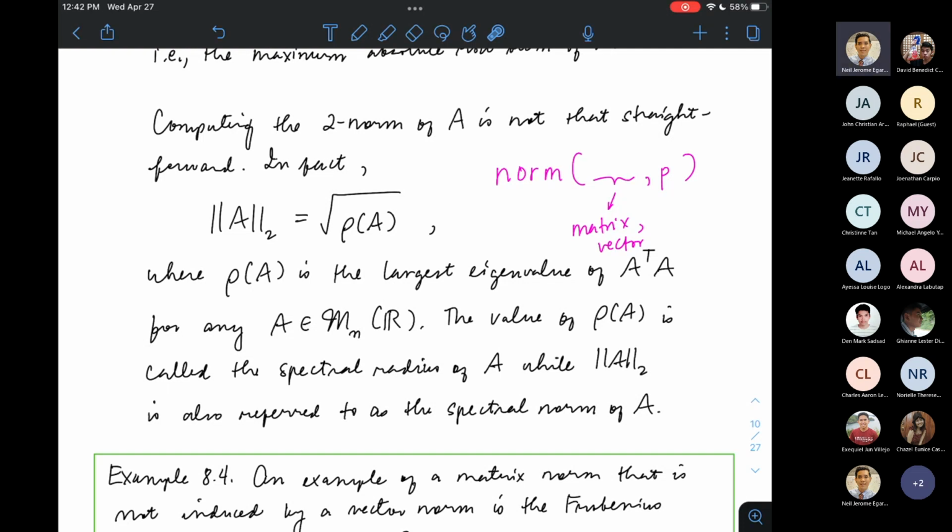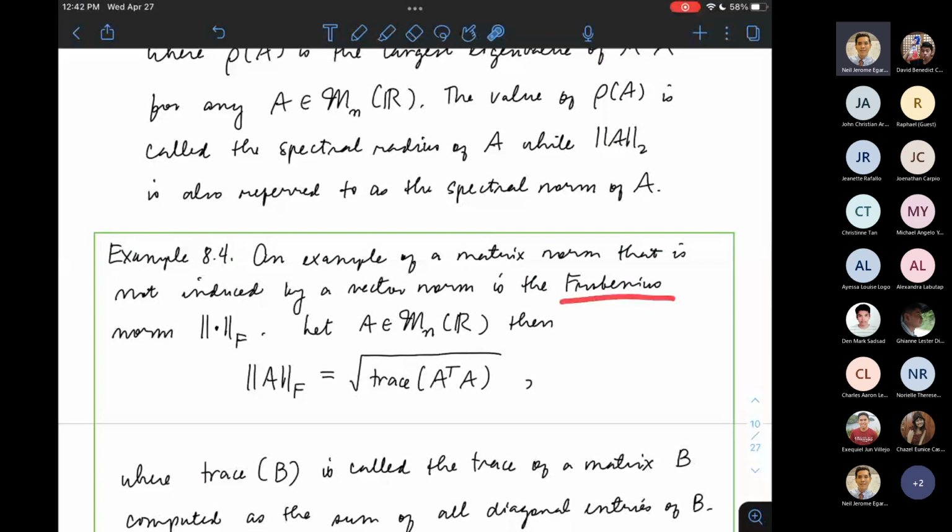Now, hindi lahat ng mga matrix norms ay nanggagaling sa vector norm. So, ito mga pinakilala ko sa inyo, lagi silang induced by a vector norm, right? So, merong mga matrix norms na hindi nanggagaling sa vector norms, such as what we call the Frobenius norm.